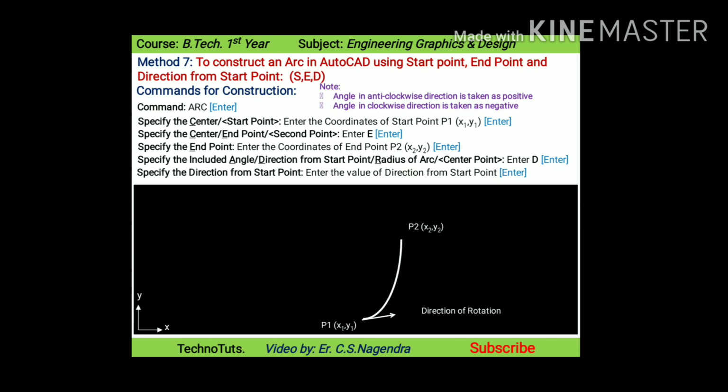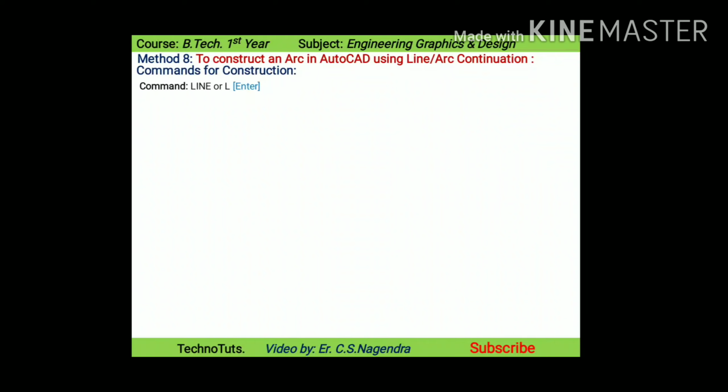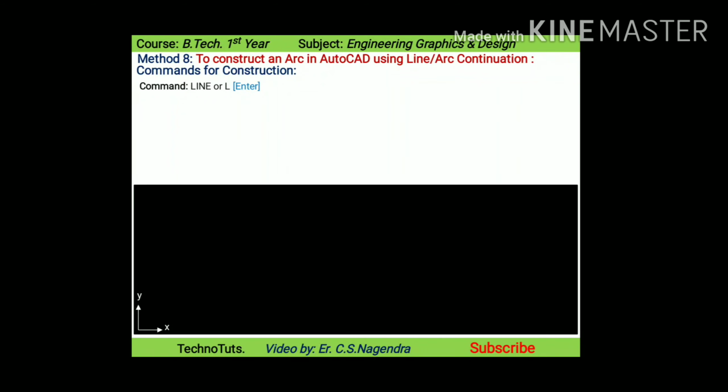Okay students, now let us move to the last method, method number 8: to construct an arc in AutoCAD using the line arc continuation method. Line arc continuation method means you have already constructed a line, and after constructing that line you have to draw an arc with continuation from the ending point of the line. Wherever the line ends, you take that end point of the line as the starting point of the arc and draw the arc.